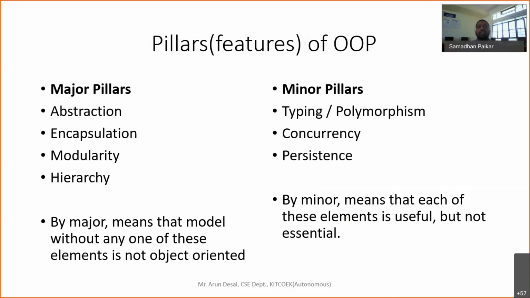So the features are exactly divided into two parts. One is major pillars and another one is minor pillars. So all those concepts are there in object oriented programming and are treated as major and minor pillars, or you can say those are features of OOP as well. We'll see all those features one by one.